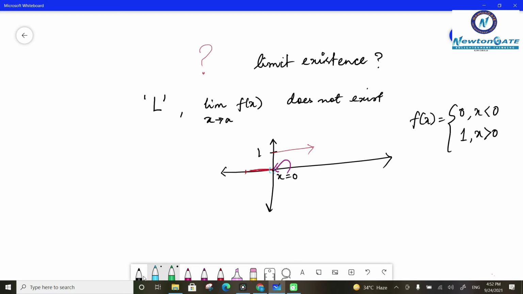Now as you can see, when I am going to the left side, it is pointing towards the value 0. But when I deviate slightly from the exact point 0, I straight away jump to the value 1. So although I am trying to take a very close neighborhood, a very close point near 0, I can see that the values of f(x), that is the function, are not tending towards a particular value. It's drastically changing.